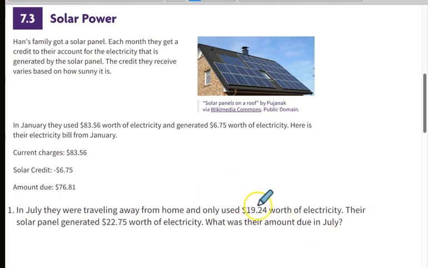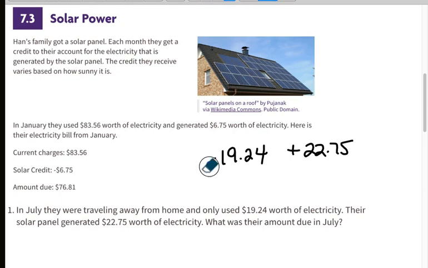Well, their power bill was $19.24, but they get a credit of $22.75. So that would be like saying they have -$19.24, that's how much they owe, but they get a credit of $22.75. Notice that I'm not going to put those as positive and negatives because I want to use the same signs as this one. So their bill is $19.24, but they get a credit of this amount because that's what we did over here too. So how much is their bill?